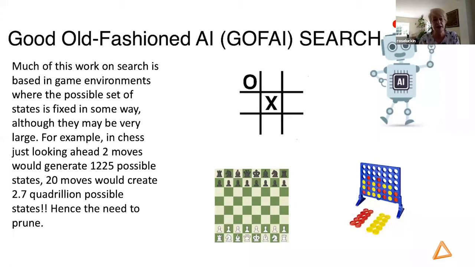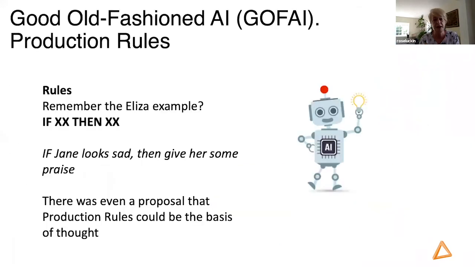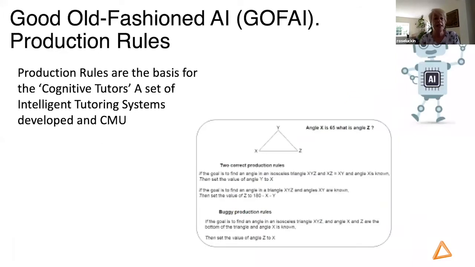As I've already pointed out, the other main technique used in early AI systems were rules. Rules like those in ELIZA, the kind of rule that might say something like, if Jane looks sad, then give her some praise. And there was even an idea that these kind of production rules, as they're called, could be the basis of human thought.